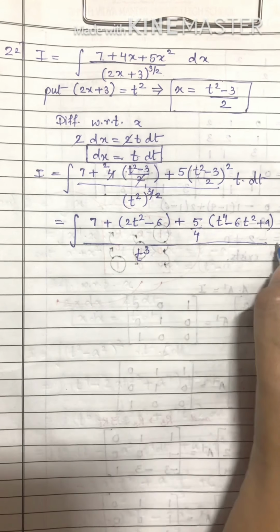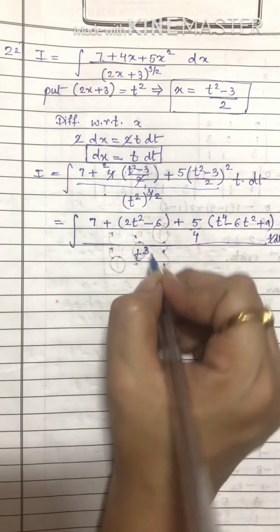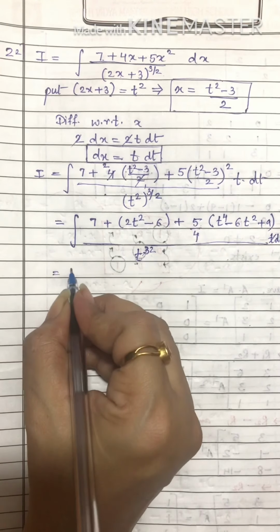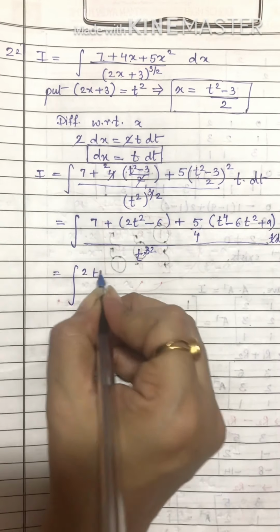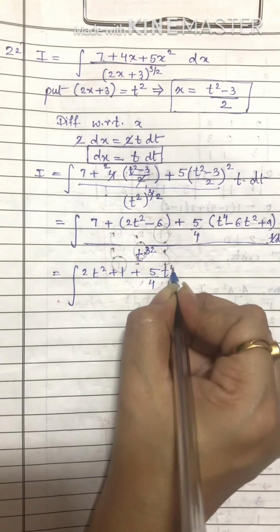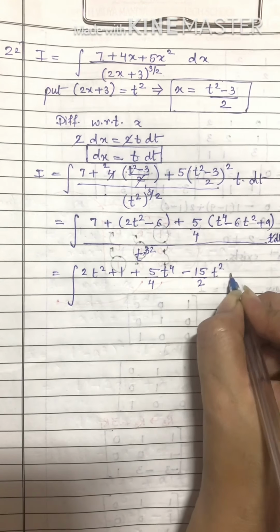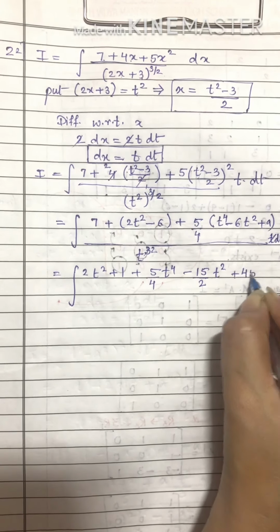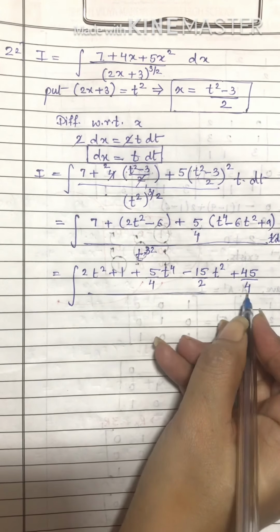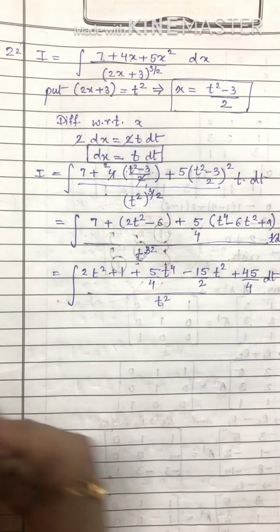Okay, and here is dt. So this 1/t, and from here this t will get cancelled, we'll be left with t square. So next, (2t² + 1) + 5/4 t⁴ − 15/2 t² + 4 + 45/4. I'm just simplifying things. Okay, upon t square which is left, into dt.